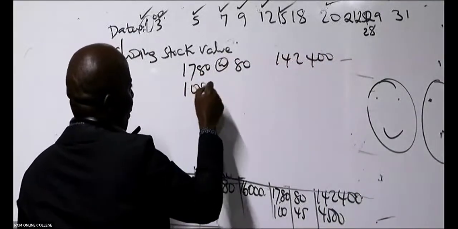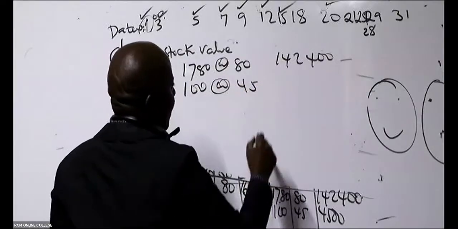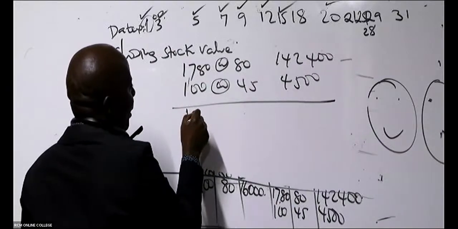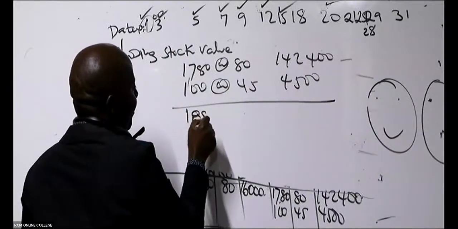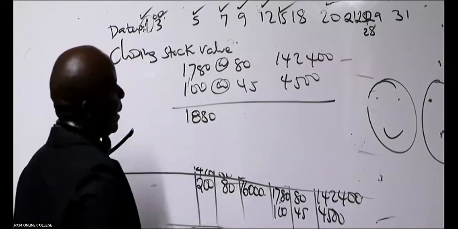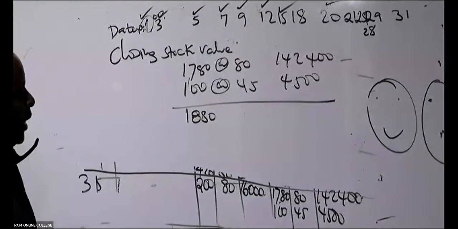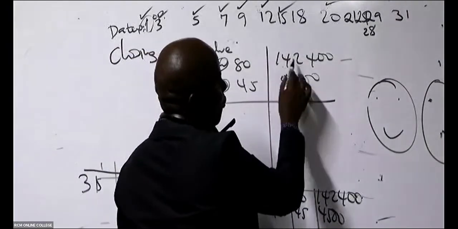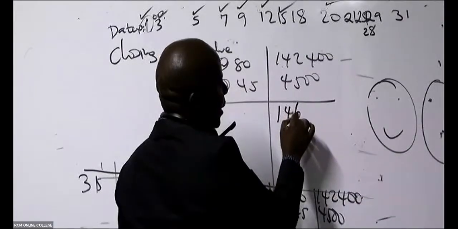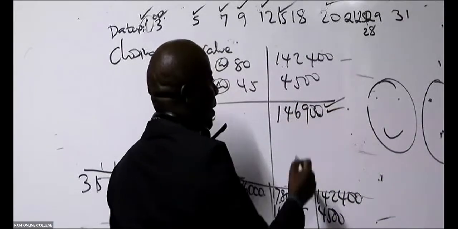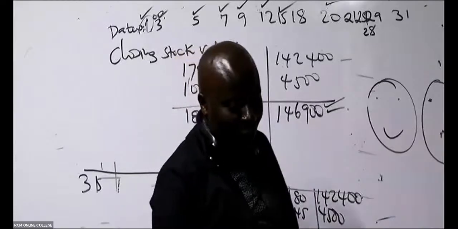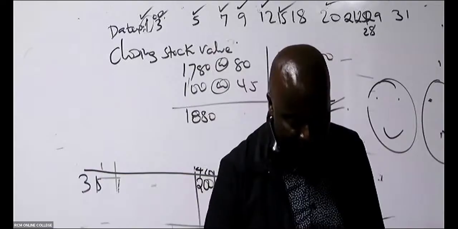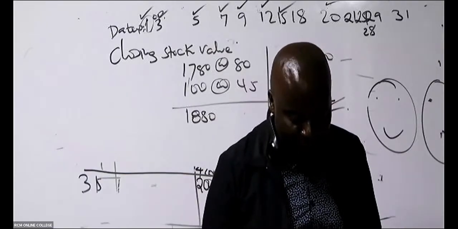And then we have 100, giving us the totals. So this gives me 1780 plus 100, which is 1880. Don't say "at" here, give us the total: 142,400, then 146. And then you get all the marks.